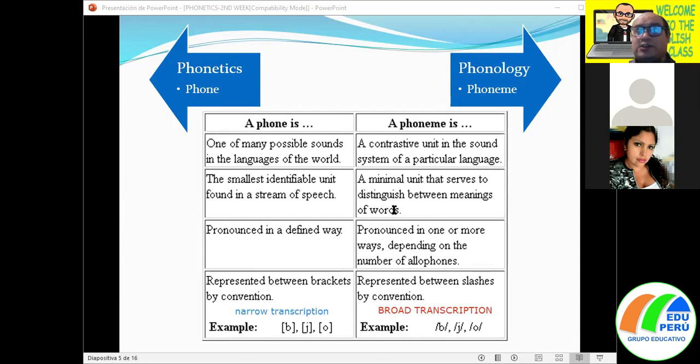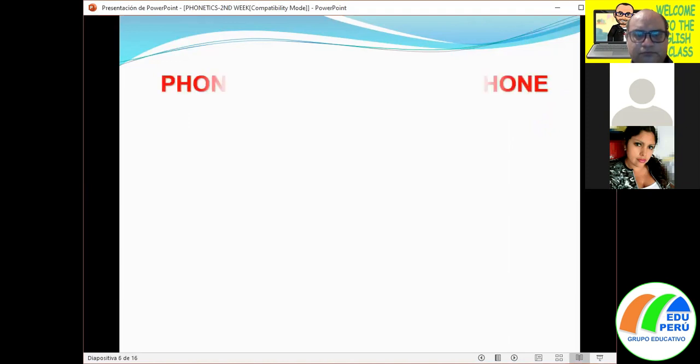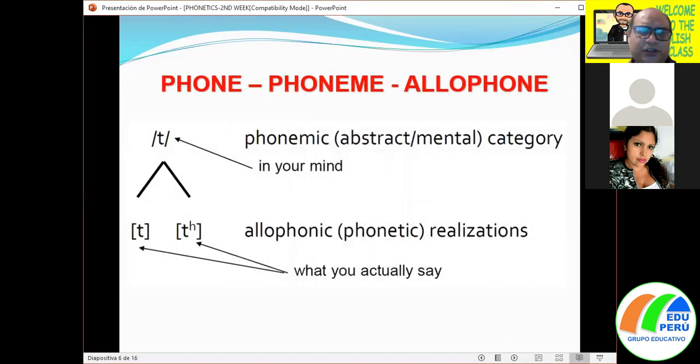All right, so this is the difference between these two sounds. Remember, both of them are sounds. One is physical and the other is abstract. One is pronounced in a defined way, the other has different ways to be pronounced. One is represented with brackets and the other with slashes. All right, now let's continue. So this example, we saw it in the last session.